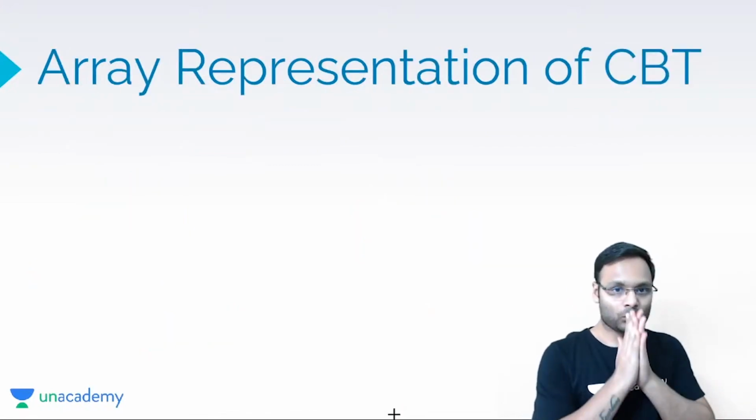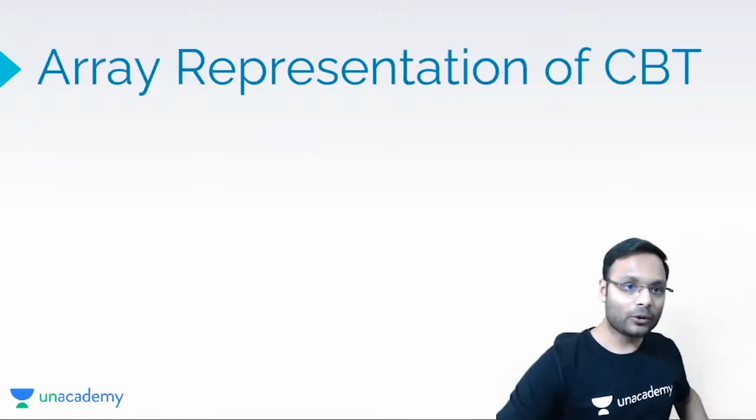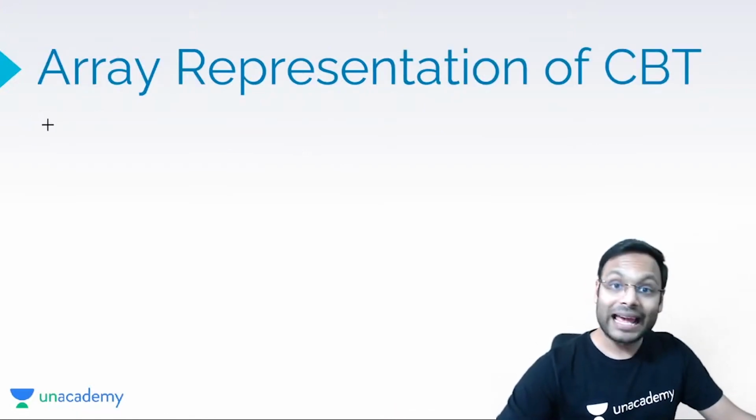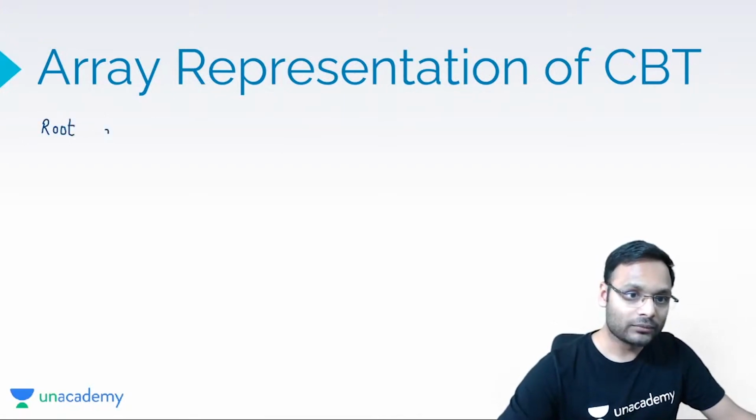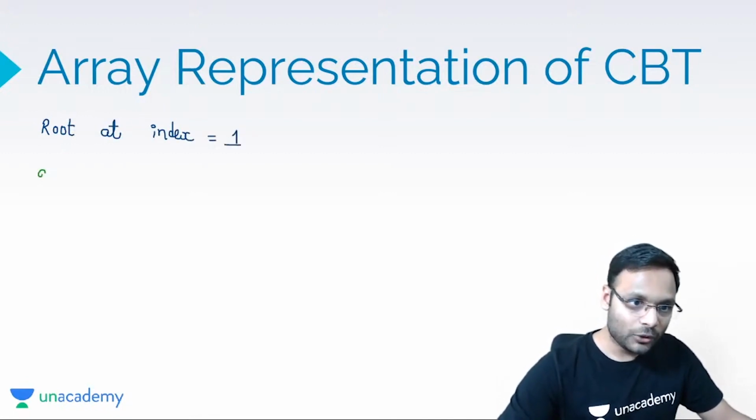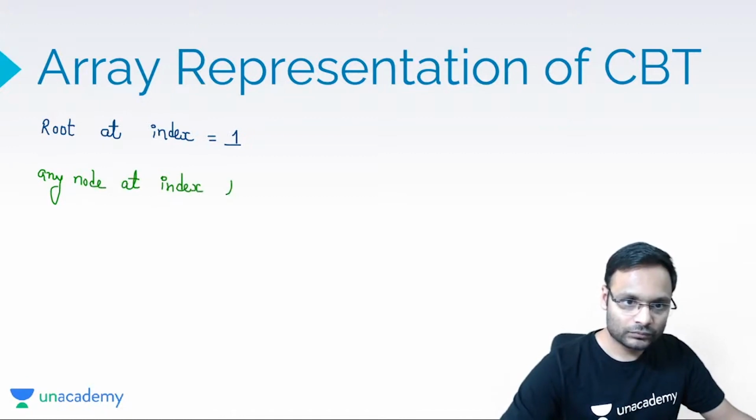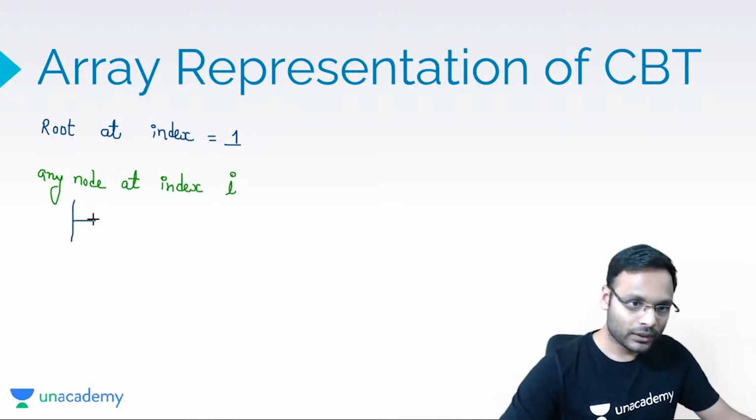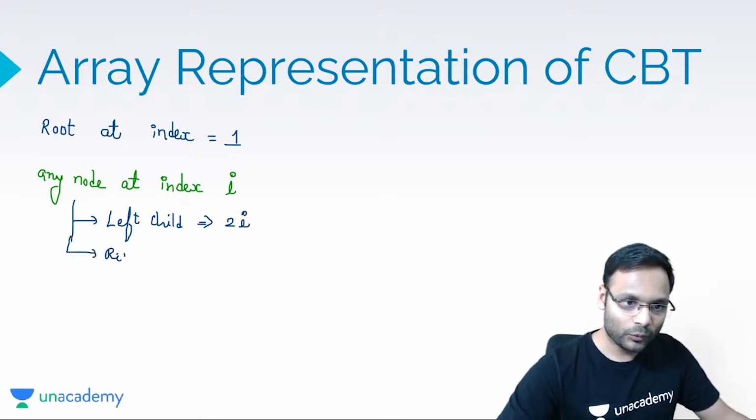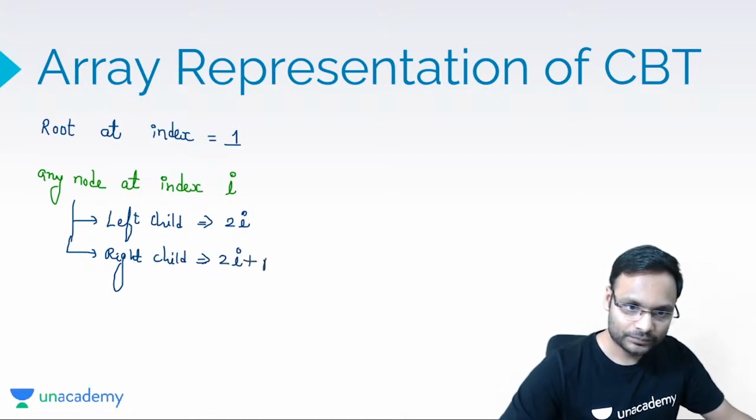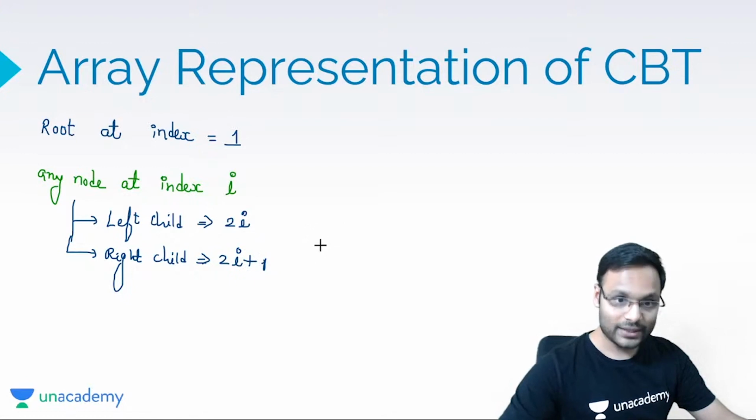Let's go next, array representation of CBT. Everyone knows what array representation of CBT is. First of all, in the array the root we will store at index 1, not 0. Root at index 1. Then for any node at index i, its left child we are going to store at index 2i, and its right child we are going to store at 2i plus 1. Good, nice.